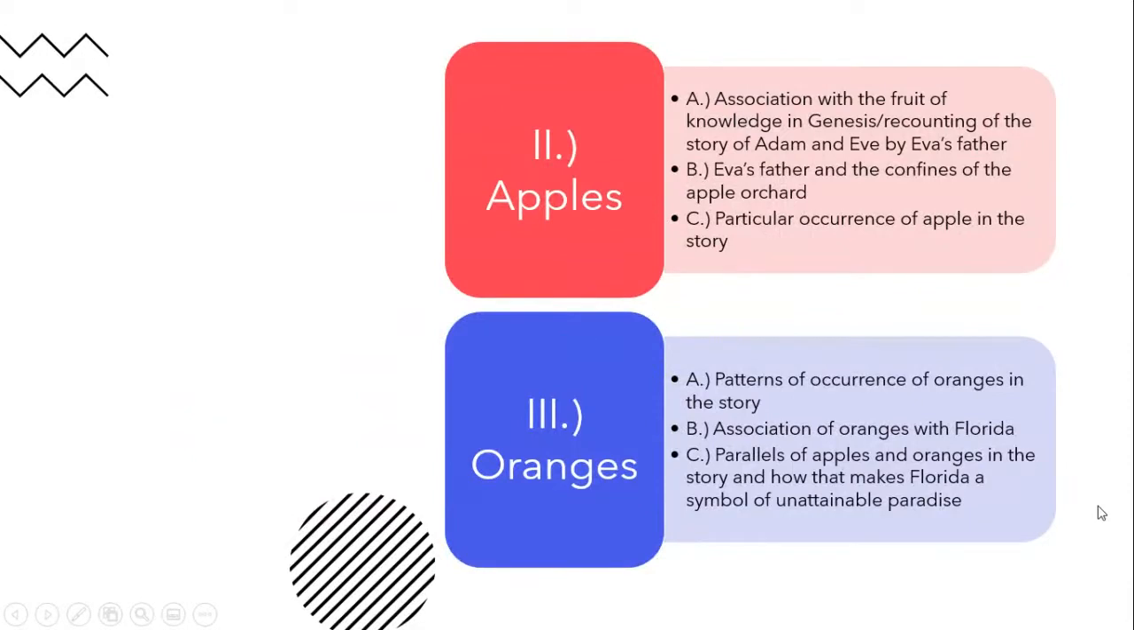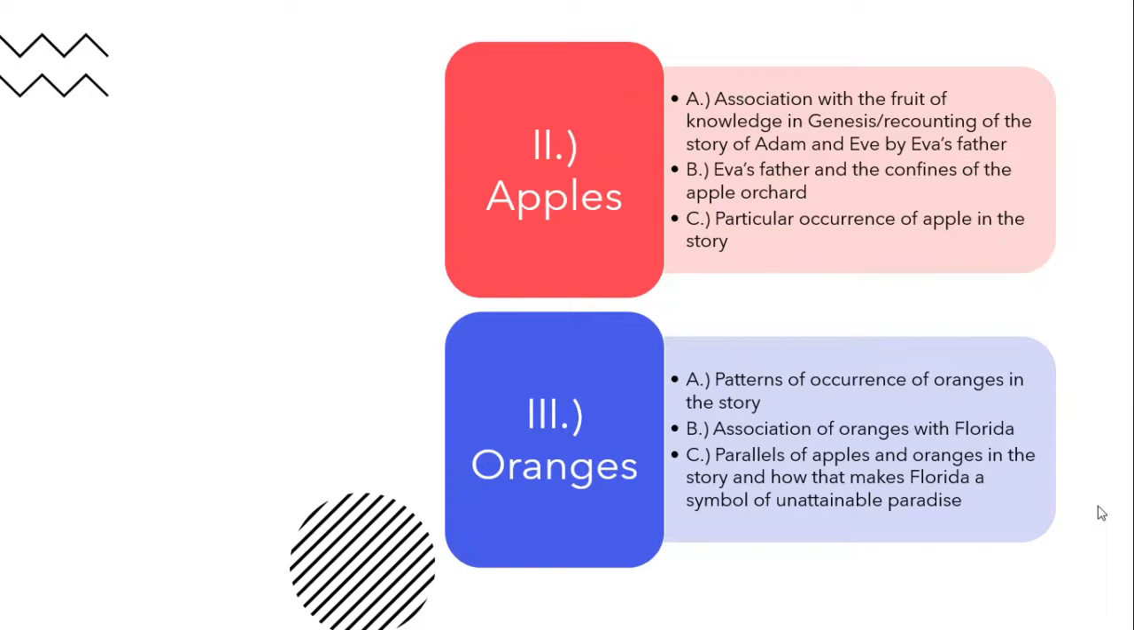So you'd have your thesis, and then you get into your body, and you have a section of the paper talking about apples first. You talk about apples in their entirety. You talk about the association in the book of apples with the fruit of knowledge in Genesis, if you know your Bible stories. There's a recounting of the story of Adam and Eve by Eva's father. So I'm imagining that this is taking place in the book, and you'd be connecting the apple to that story, Eva's father, and the confines of the apple orchard.